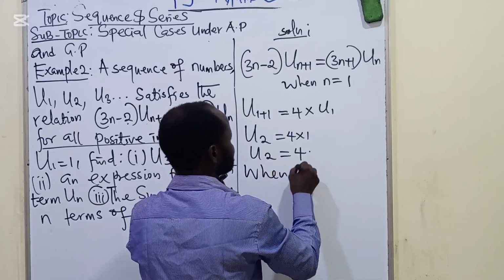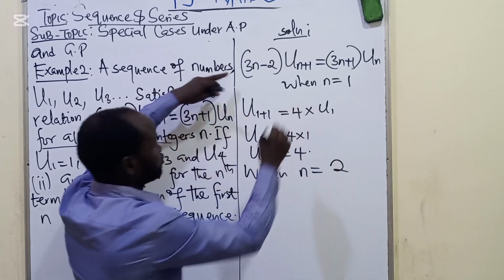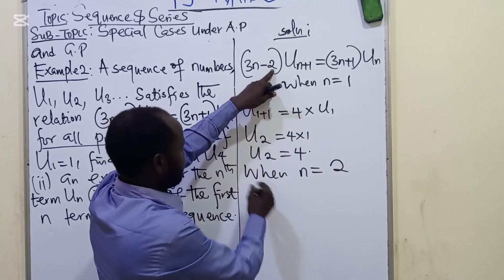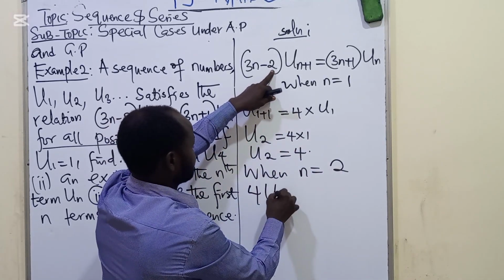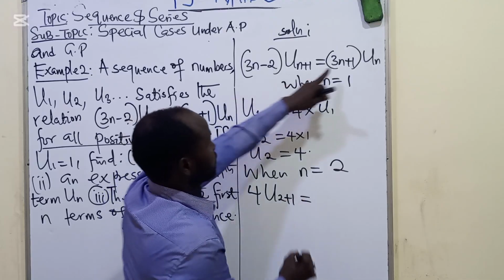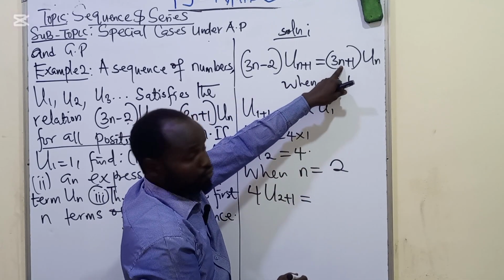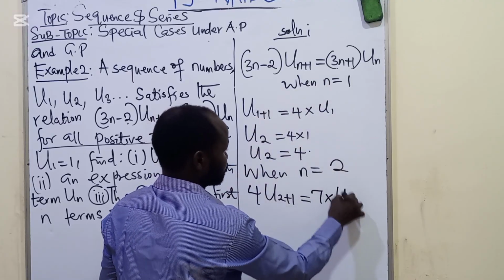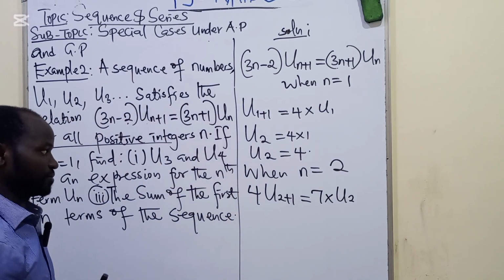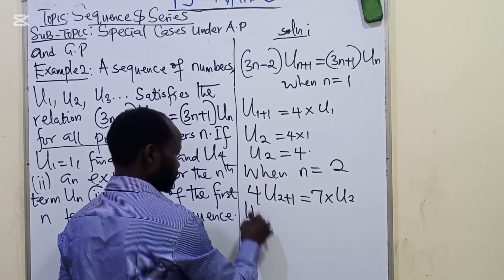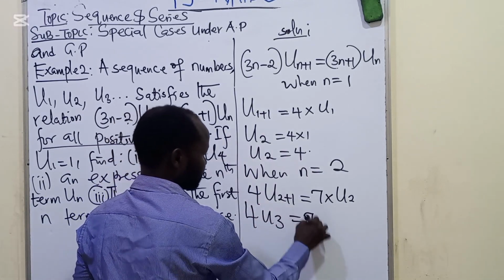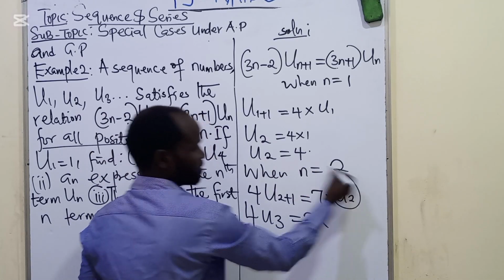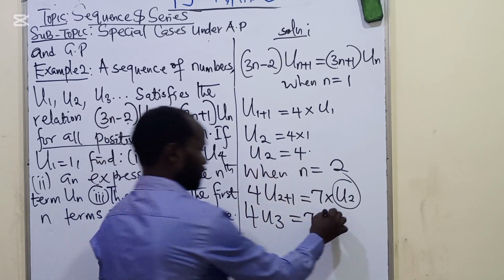When n is 2, what are we going to have? Let's substitute again. It will be 3 times 2, which is 6. 6 minus 2 is 4. We'll have 4 multiplied by u(2 plus 1) equals 3 times 2, that's 6, plus 1, that's 7, multiplied by u2, the second term. So this will be 4 multiplied by the third term equals 7 times the second term, which is nothing but 4. So in place of this second term, we can replace 4.